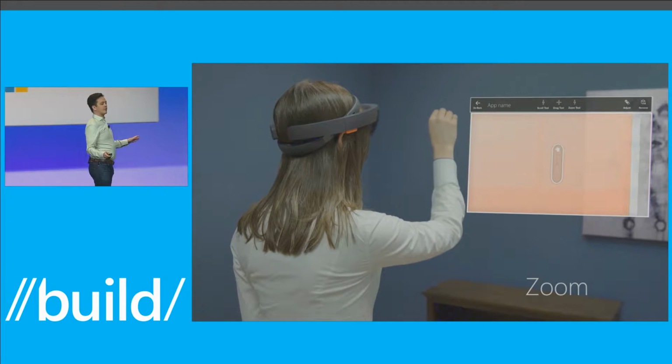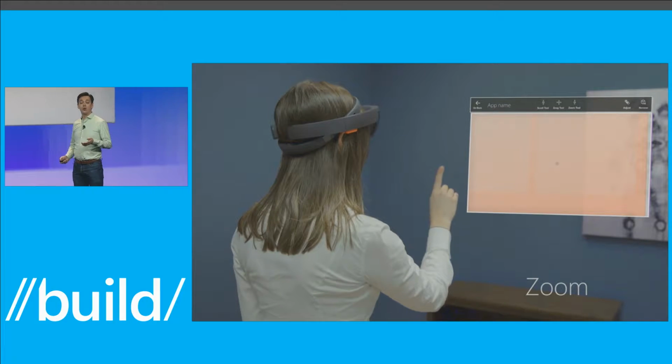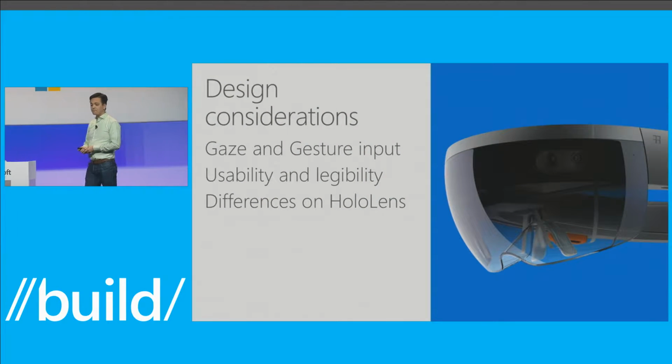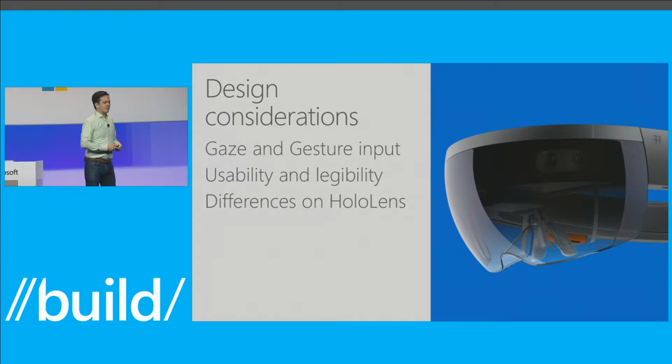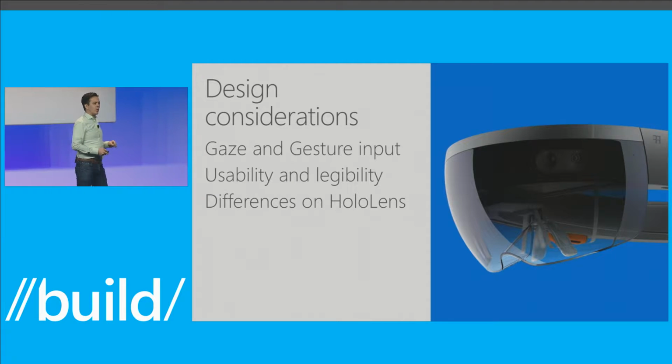OK, so now you know everything that you need to know to use two-dimensional apps on HoloLens. Let's get to the fun stuff. Design considerations on how to actually make your app great on HoloLens. What does it mean to support gaze and gesture input? How do you make your app usable and legible and beautiful on HoloLens? And what are the other differences in the operating system that you need to keep in mind?